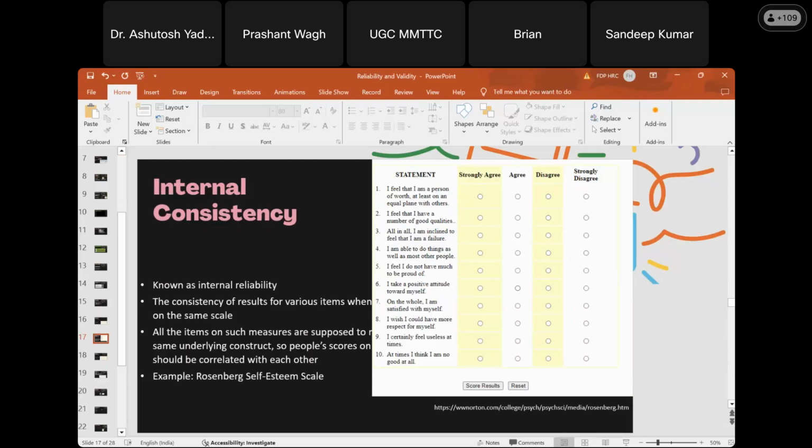Okay, what is internal reliability? Internal reliability refers to the consistency of results for various items when measured on the same scale. And this is particularly important again for social sciences research such as surveys because it helps determine the consistency of individuals' responses when asked the same questions.